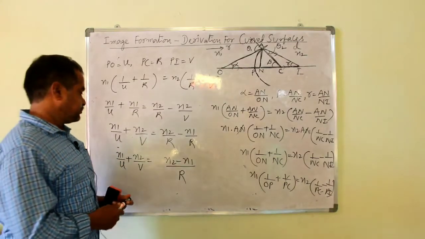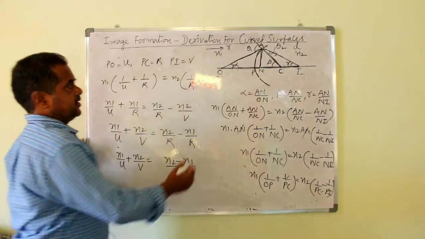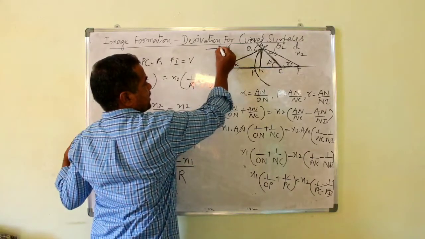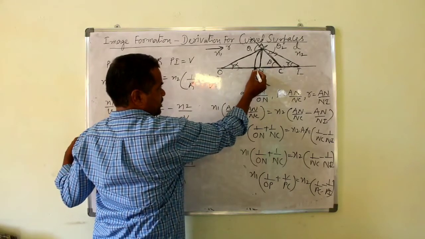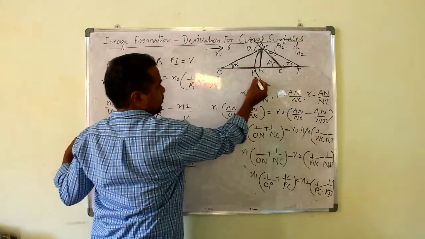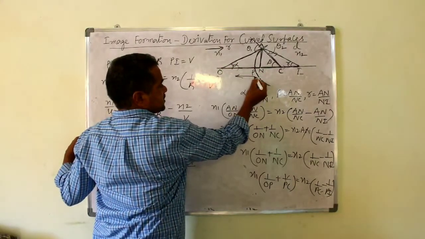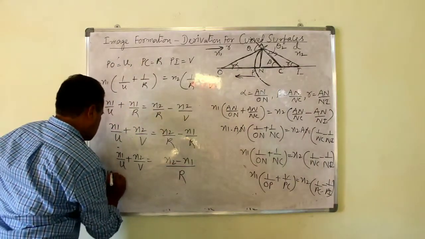Here, if you apply the sign convention for this equation, the incident light direction is like this. While measuring, we have to measure the distance of the object from the optic center to O. While measuring this distance, we are moving in this direction. So U becomes negative.